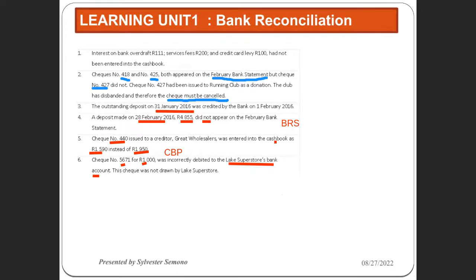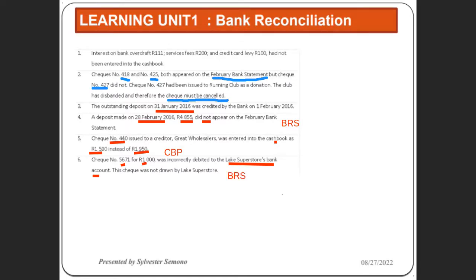They took money by mistake. Who made the error here? Is it our business or is it the bank? Seems like the bank, sir. The bank. So where do we rectify the errors made by the bank? Bank reconciliation statement. So that's why I put BRS. I'm going to come back to it when I deal with the bank reconciliation statement. Are we together?